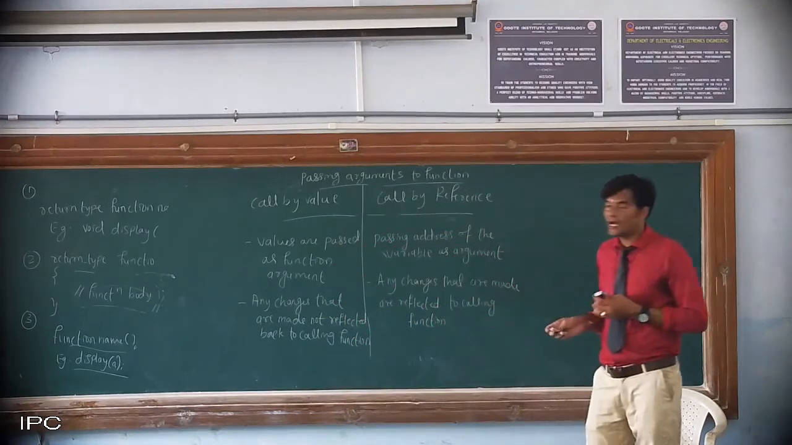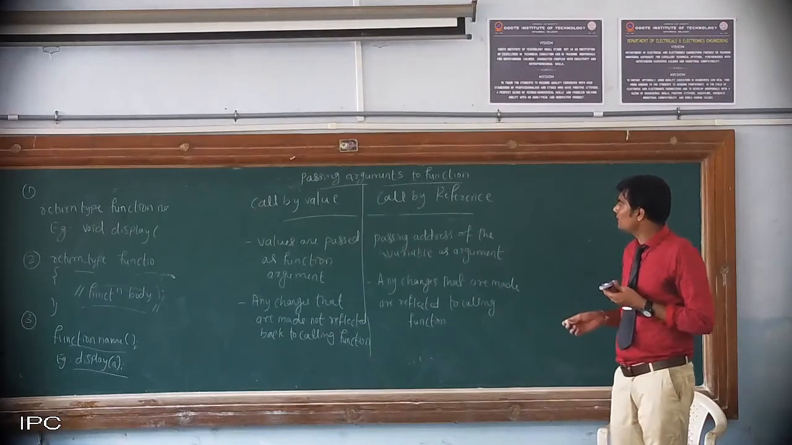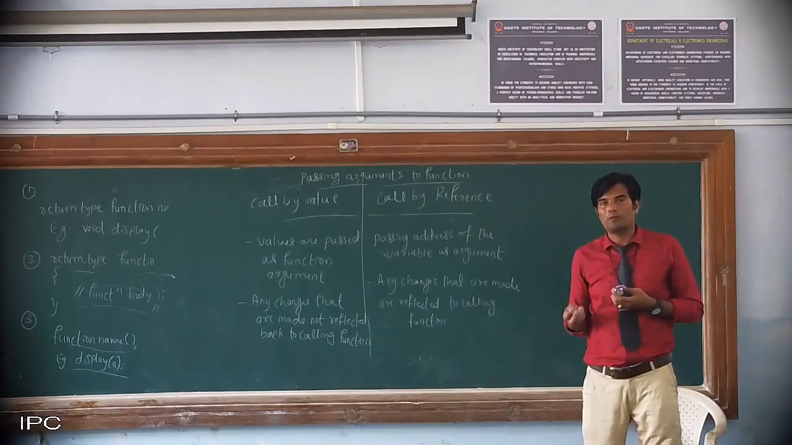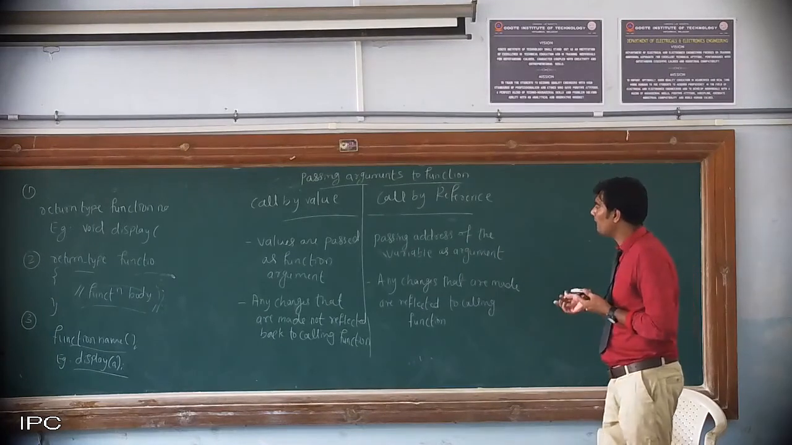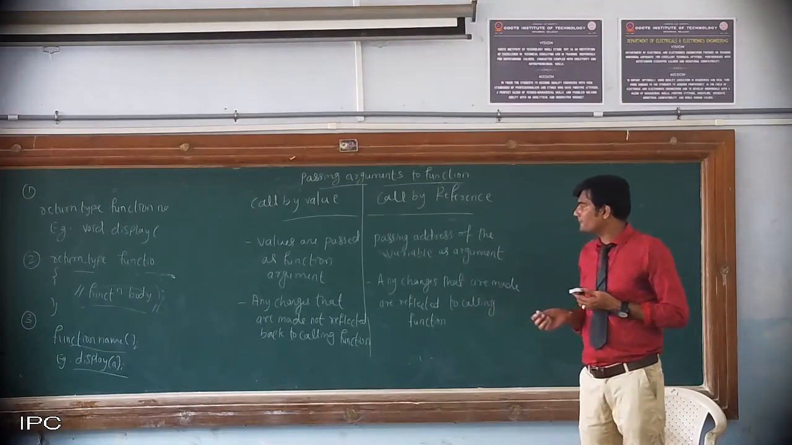Next we have passing arguments to a function. There are two ways of passing arguments to a function: call by value and call by reference. So what is call by value? Values are passed as function arguments.